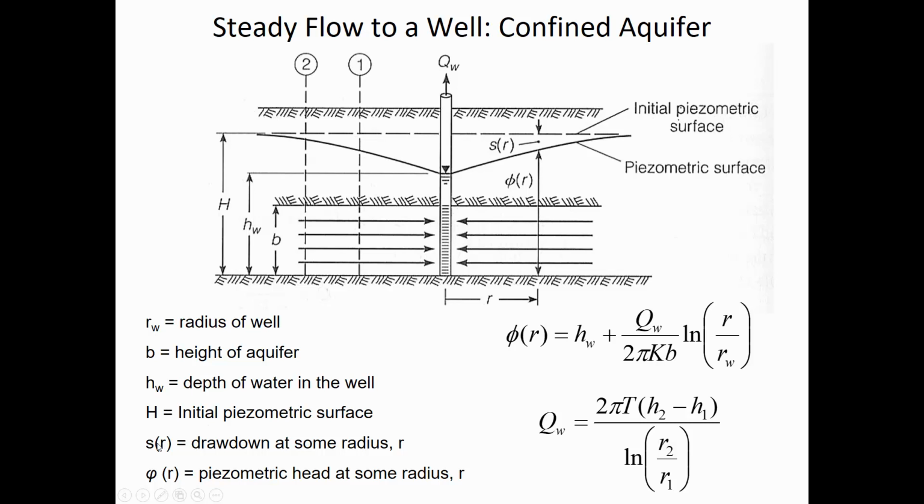Drawdown here, we're giving the variable S. S is the drawdown at some radius. So these problems will sometimes tell you how much drawdown there is, and then you have to calculate the height of the water, H, at some radius. And H, in this case, for a confined aquifer, is not the physical height of the water, but it's the height that the water would rise to in a monitoring well. It means the piezometric height.